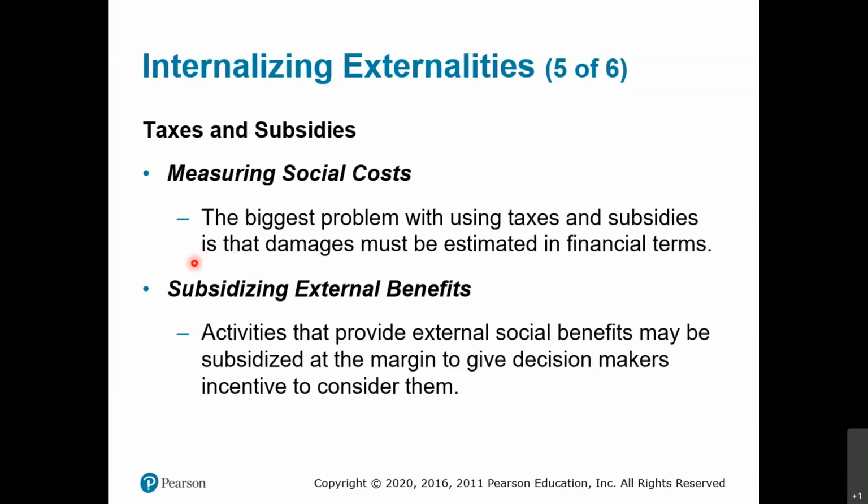Now, here we go. The biggest problem with using Pigouvian taxes and subsidies is you have to measure the damage in financial terms. And that's the real key. That's one real key. How do you measure the damage to the Great Gallery?